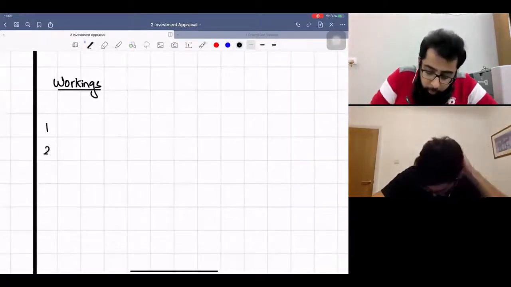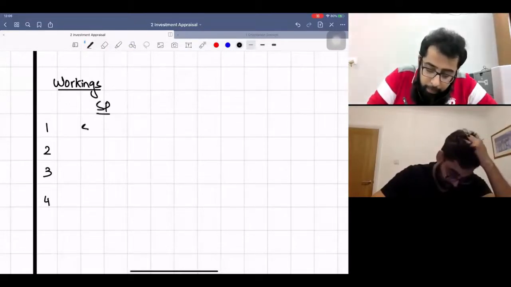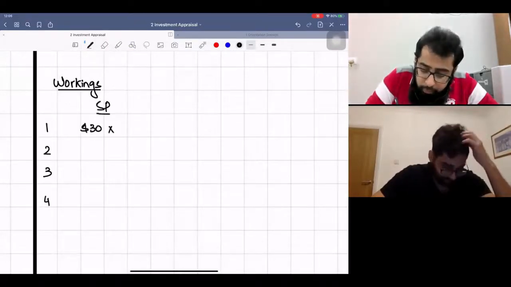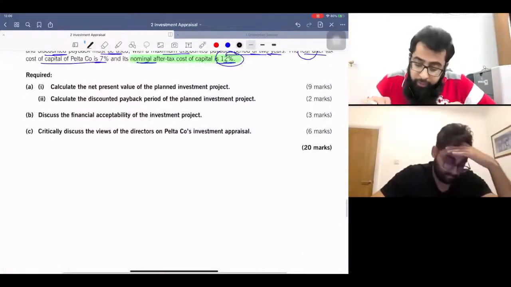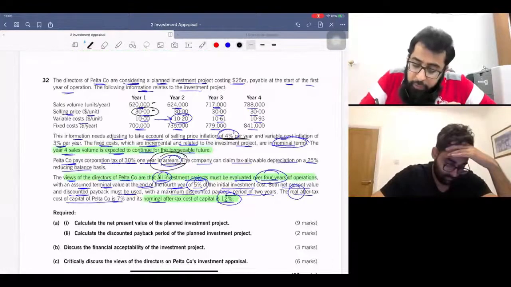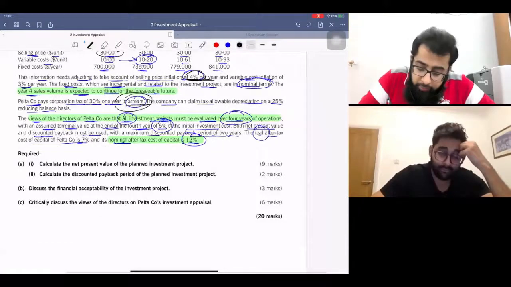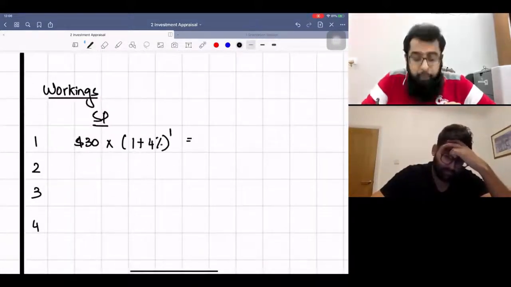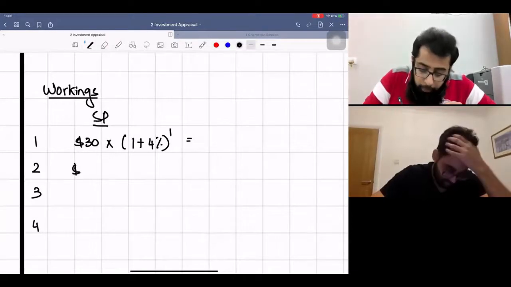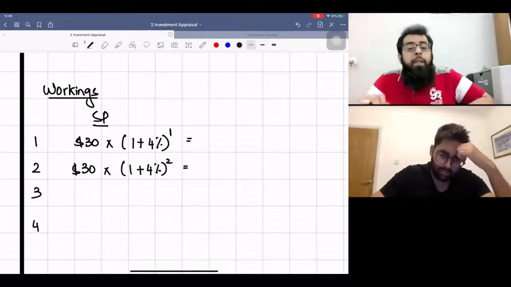Year 1, year 2, year 3, year 4. Selling price: $30 into 1 plus the inflation rate. Now, please listen very carefully. The inflation rate of selling price is 4%. So in case of selling price, I will charge inflation one time, power 1. In year 2, I will charge inflation 2 times. Why am I doing this?